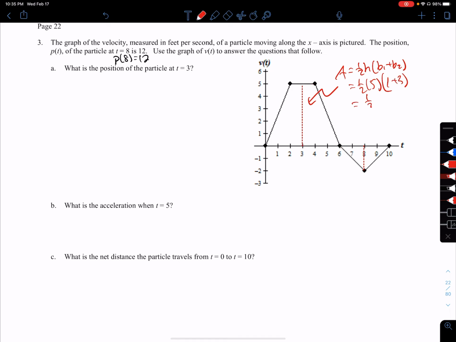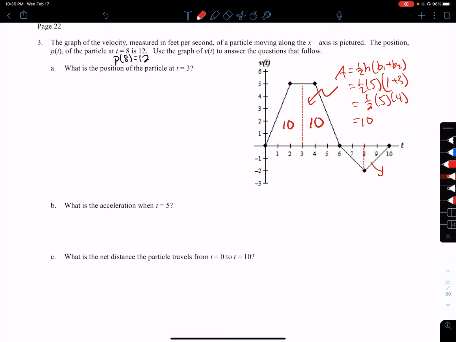So this is half of 5 times 4. Half of 4 is 2. 2 times 5 is 10. So this area is 10. This is the same shape with the same dimensions. It's also 10.